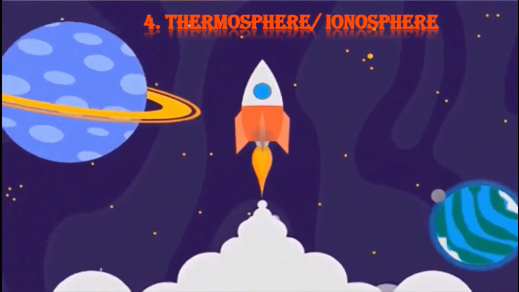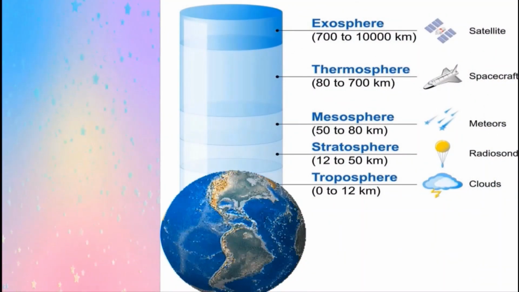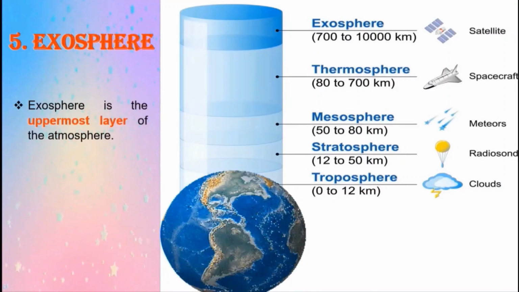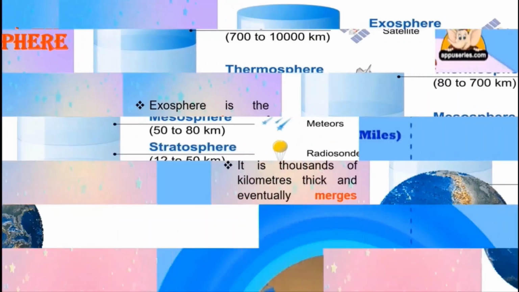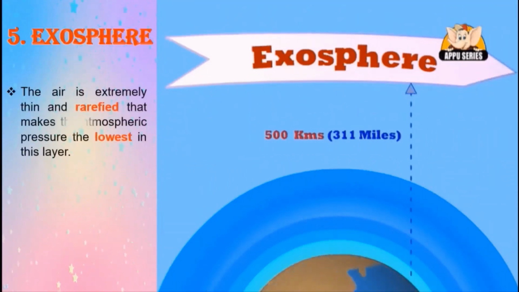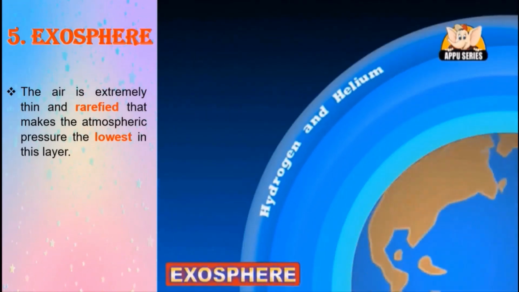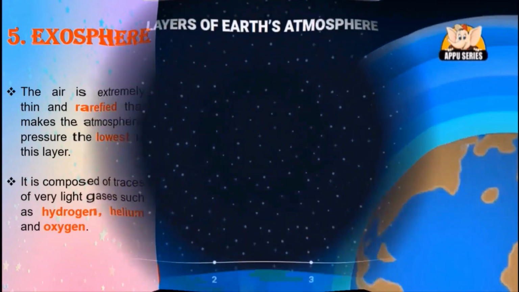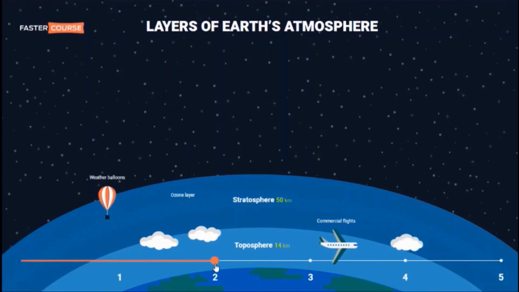So students, let's move on to the fifth and the last layer of the atmosphere, that is the exosphere. The exosphere is the uppermost layer of the atmosphere. It is thousands of kilometers thick and it eventually merges with interplanetary space. The air is extremely thin and rarefied. That makes the atmospheric pressure the lowest in this layer. It is composed of traces of very light gases such as hydrogen, helium, and oxygen. I hope students you are enlightened on the composition, structure, and the 5 layers of the atmosphere.